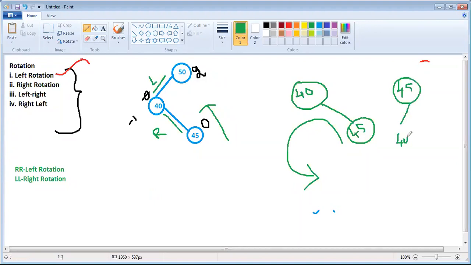Is this correct? Yes, ma'am. Everyone understood how I made this? Okay, so this I have done, and already I'm having 50 here, correct? Now I am just joining. Already I'm having 50. Again, this is a kind of LL rotation, correct?